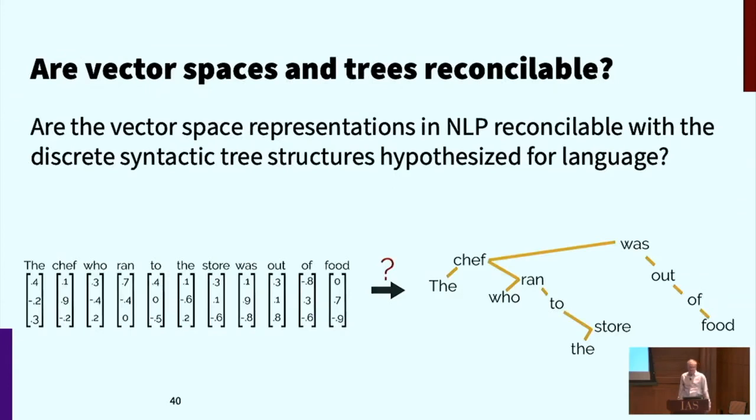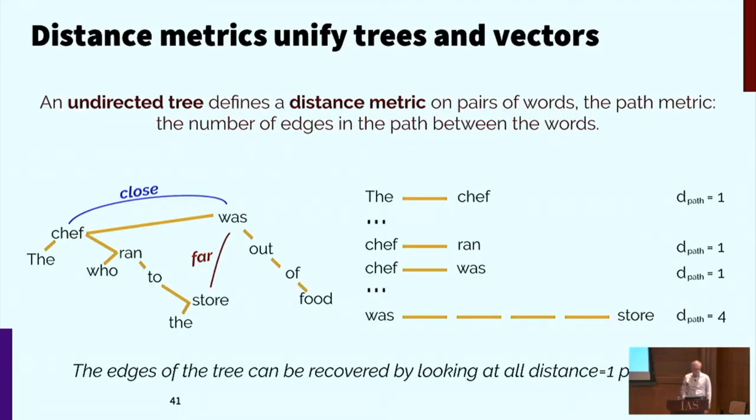And so what's the idea here? Well, starting off for BERT, all you have at different layers is these vectors corresponding to the original words. And it just seems that they're incommensurate with the kind of discrete syntactic tree structures that are hypothesized for human languages. But maybe we can make progress on that.